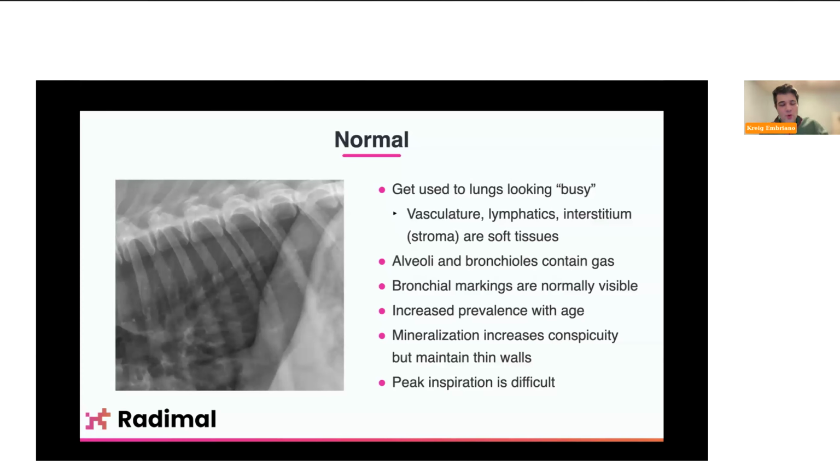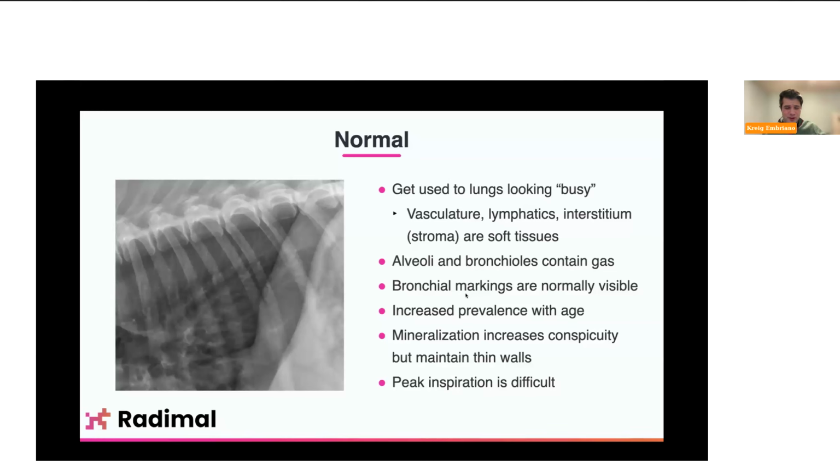Going back to what normal anatomy is, it's important to realize that the lungs are going to look somewhat busy. It's very easy to overinterpret radiographs for pulmonary parenchyma at least, and that's because it's not just gas. It's a lot of gas for sure. It's the majority of gas, but there's also other things. There's vasculature, there's lymphatics, there's interstitium. So that's your fibrous tissue, like your collagen and your elastin, that create the makeup of the framework and the structure of the lung itself.